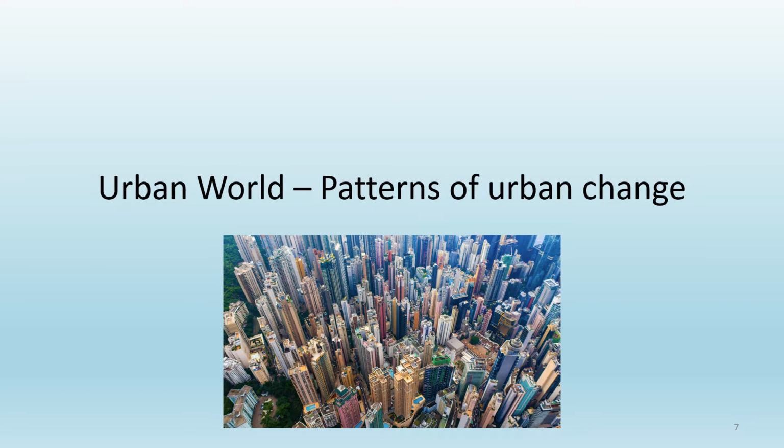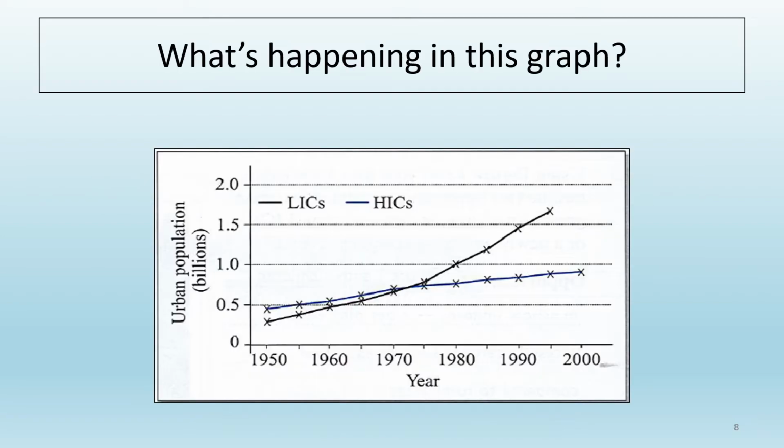So to begin with, patterns of urban change. When you take a look at this graph, you can see 2 colours. You can see HICs in blue and you can see LICs in black. And it's very clear to distinguish straight away that LICs is clearly increasing rapidly. And here we're looking at urban population in billions. The first thing to point out is that LICs have a lot more people than HICs. So this isn't by percentage, this is in terms of billions of people.